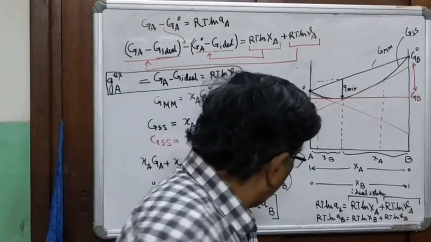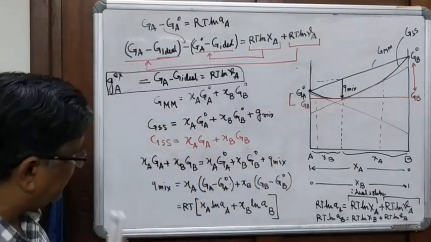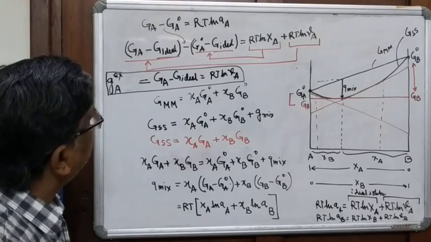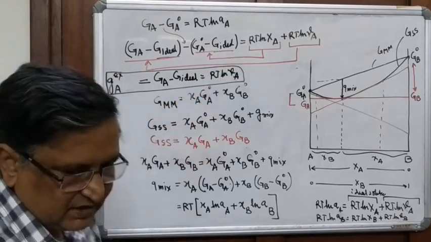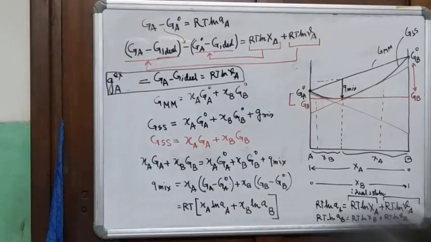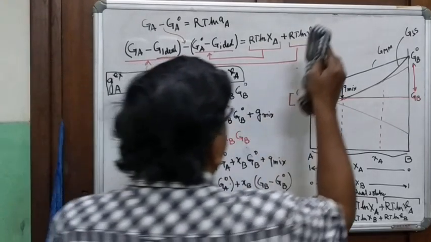Now, I don't have more place to write, so I don't know how to do it. I will sort of erase this part. So this is how excess mixing is. So now I will try and erase this part.